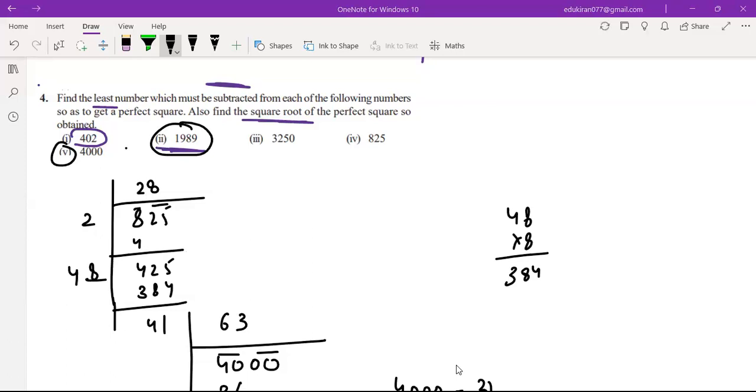Now, of course, we have the same question. But in this question, they are asking you what must be added. It's the same question, but they are asking what must be added. So let's see how you people do it.